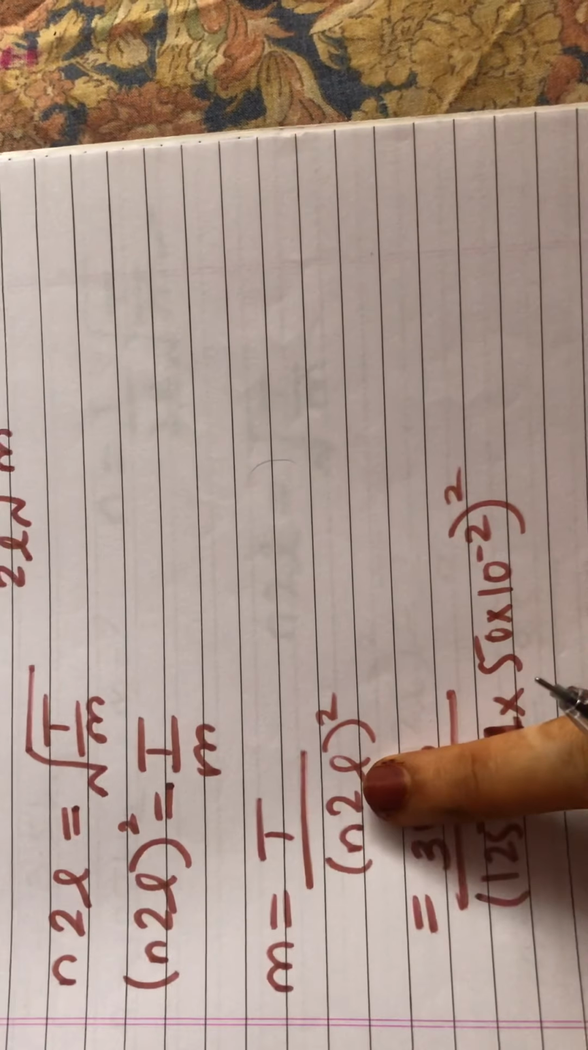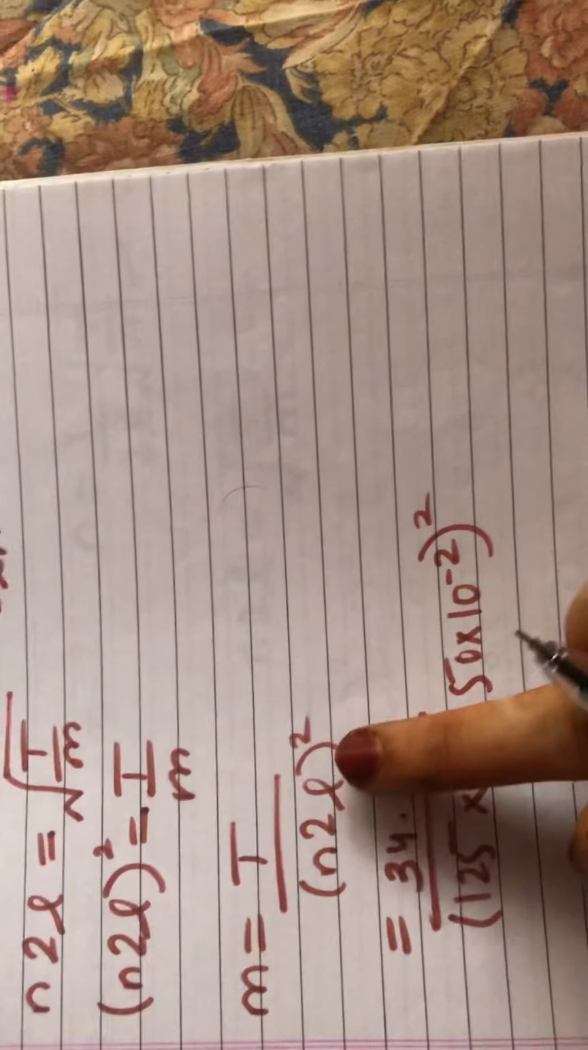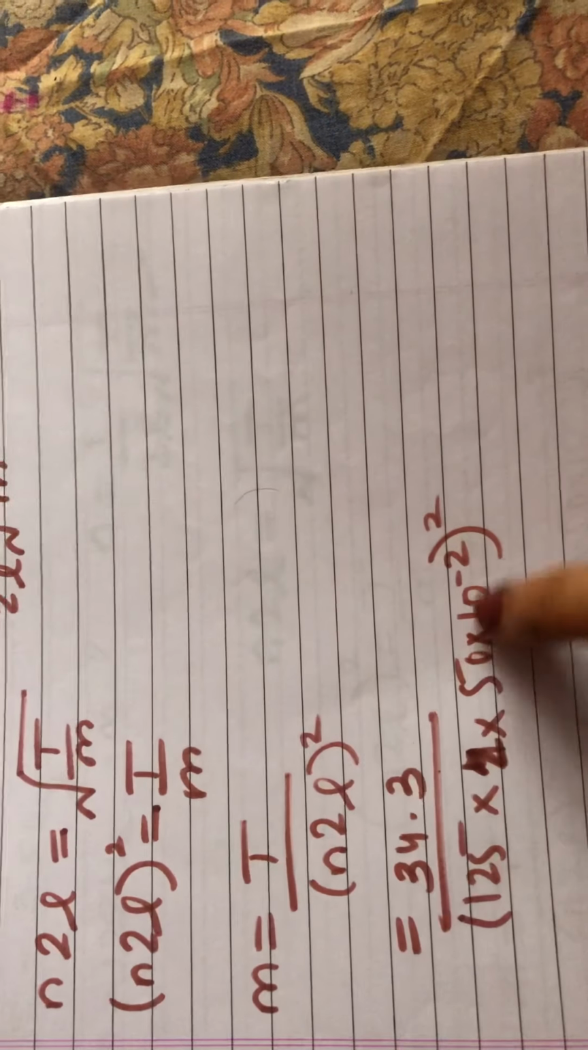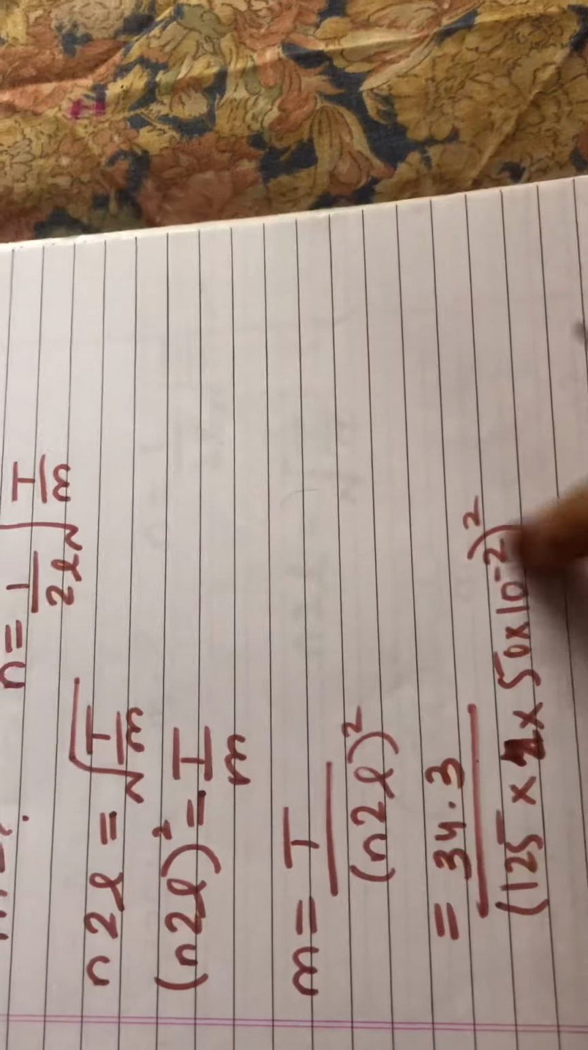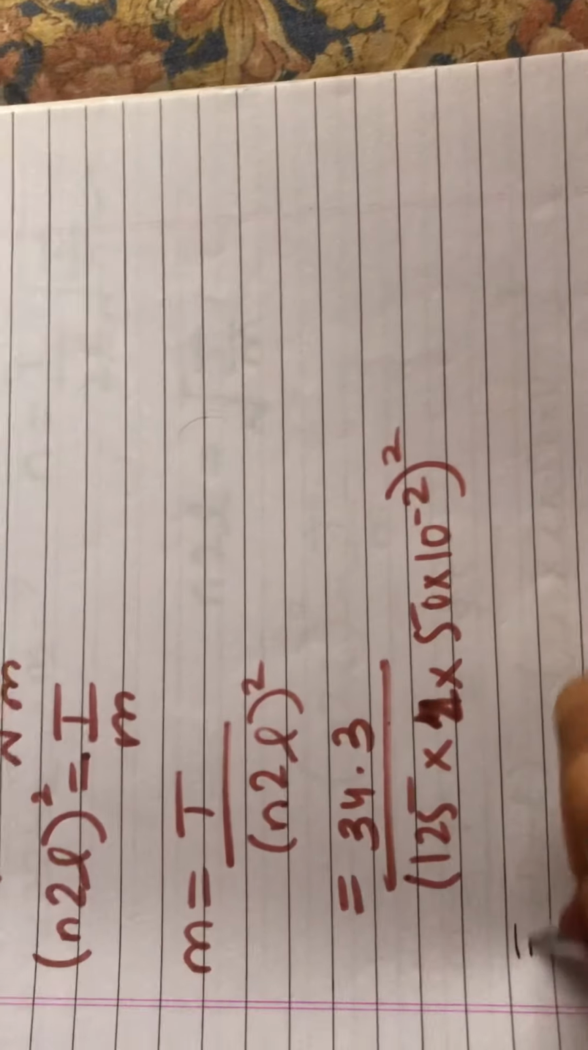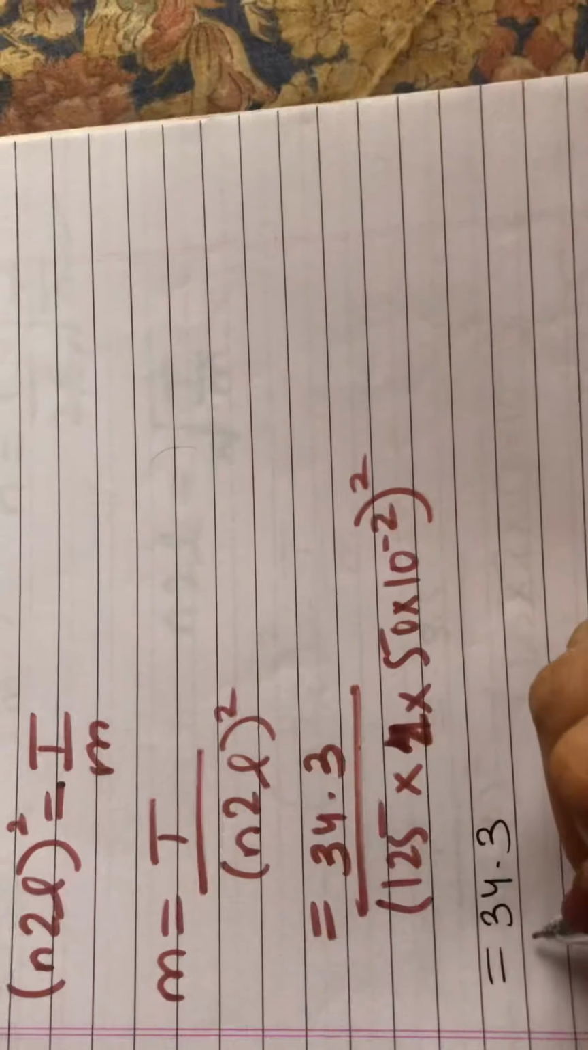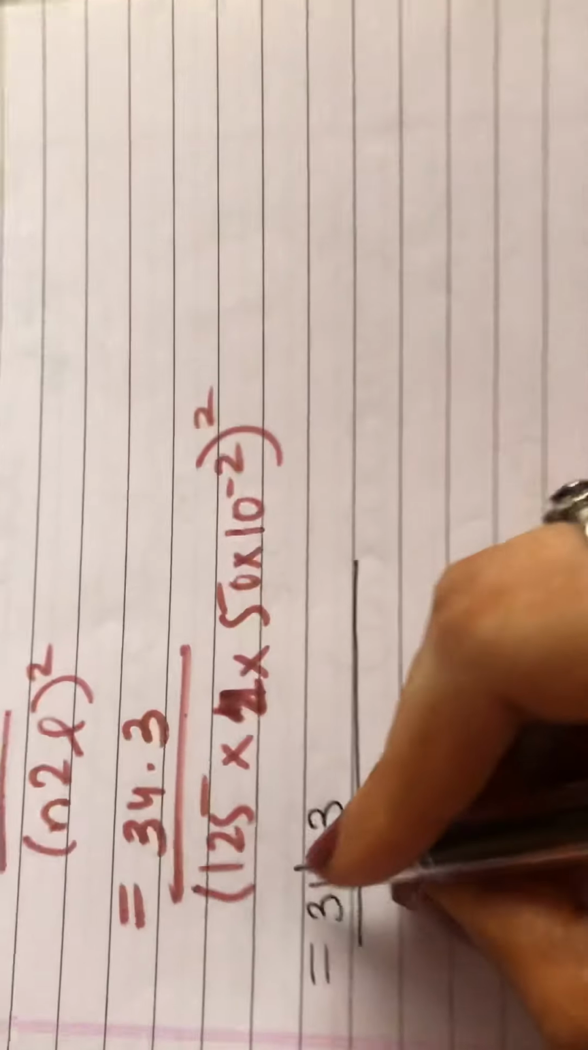After that I'll just do the substitution. Tension is 34.3, N is 125, 2L is 2 into 50 into 10 raised to minus 2, that is the length 50 into 10 raised to minus 2, and whole square. Now 34.3 upon 125 square.